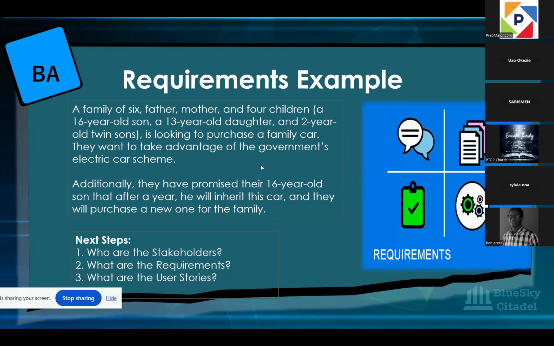Sorry, I wanted to ask, how come the family is the stakeholder? I thought they promised the 16-year-old boy a car. Yes, but all of them are going to interact with that car. They all have an interest. The father is going to drive the car. The mother is going to drive the car. The children are going to be passengers in the car. So they have an interest. Even the twins that haven't said anything, they're not talking, they don't know that car is being bought. They're also stakeholders. You have to look at things from their perspective as well.